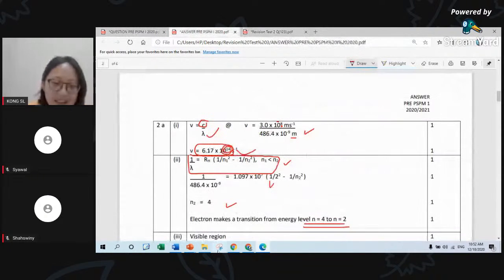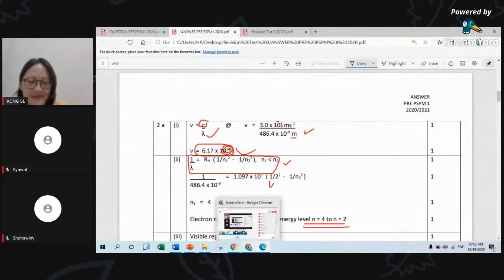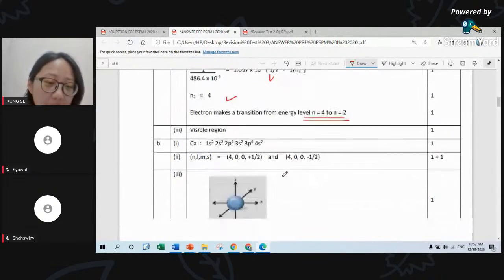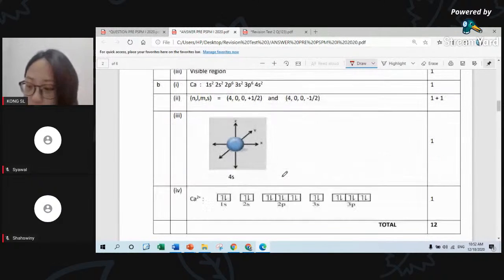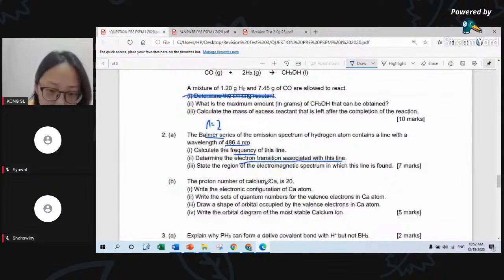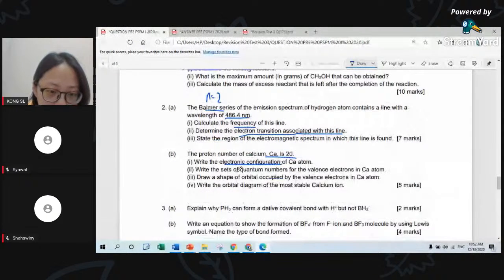Okay, very good. You detect something. Okay, good. Don't just accept, you must ask. Okay, question B. Calcium 1s2, 2s2, 2p6. Okay, this is the electronic configuration, SPDF notation for calcium, because given 20. So electronic configuration, no problem.